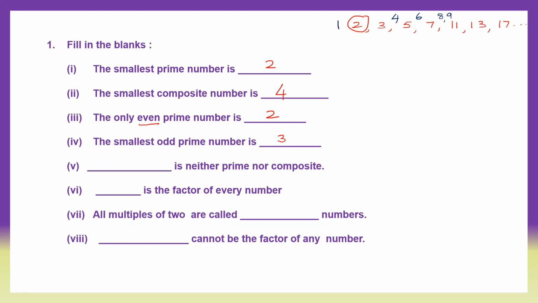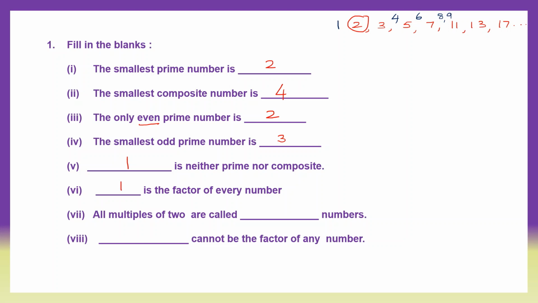1 has only one factor. 2 has two factors. The prime numbers have two factors. Composite numbers have more than two factors. 1 has only one factor, so this is called a unique number and it is neither prime nor composite. Now, dash is a factor of every number. 1 is a factor of every number.